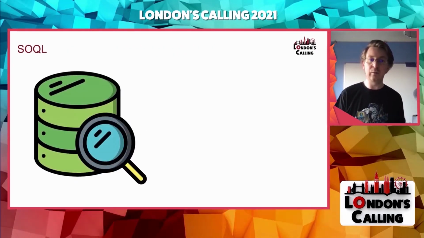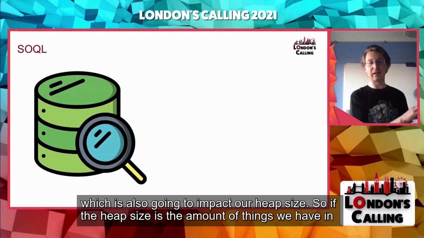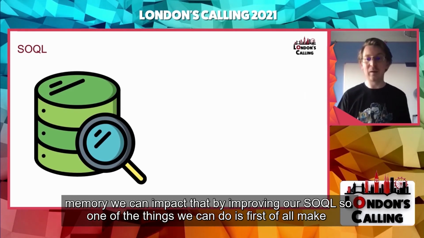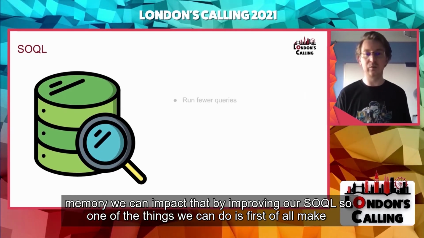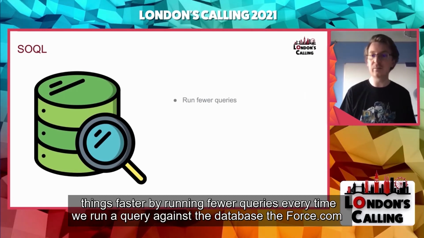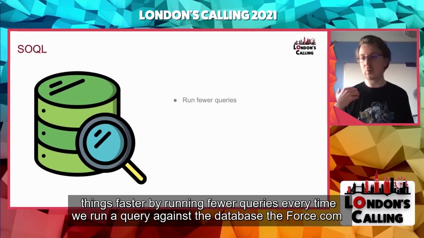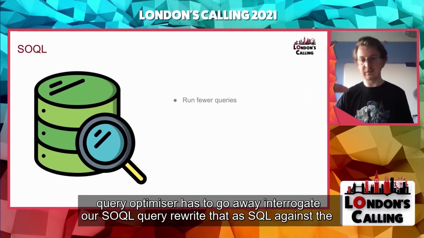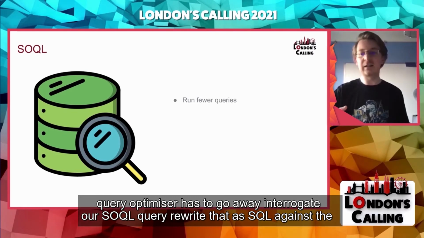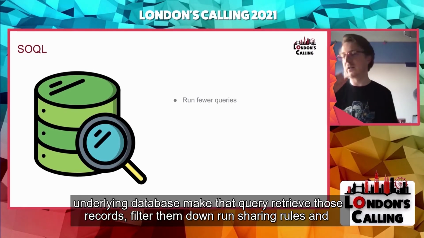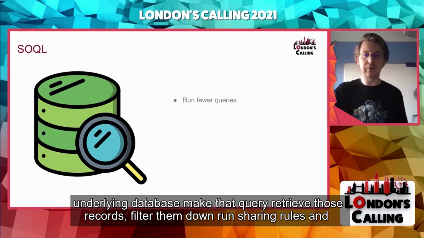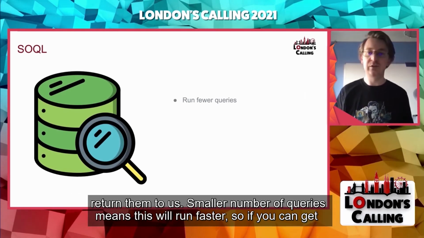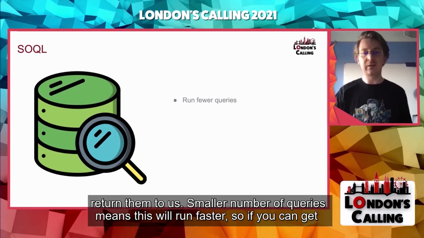Let's move on to SOQL now, which is also going to impact our heap size. If the heap size is the amount of things we have in memory, we can impact that by improving our SOQL. First of all, we can make things faster by running fewer queries. Every time we run a query against the database, the force.com query optimizer has to interrogate our SOQL query, rewrite that as SQL against the underlying database, make that query, retrieve those records, filter them down, run sharing rules, yada, yada, yada, and return them to us. A smaller number of queries means this will run faster.